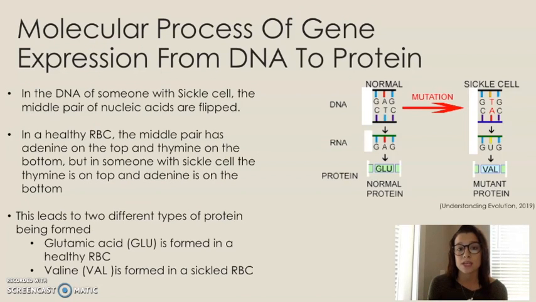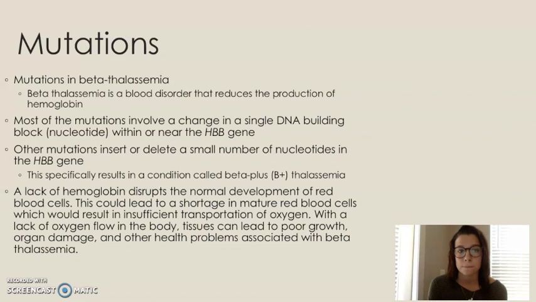So the molecular process of gene expression from DNA to protein. I briefly touched on this earlier in my presentation, but I want to go into more depth here. So in the DNA of someone with sickle cell, the middle pair of nucleic acids are flipped. In a healthy red blood cell, the middle pair has adenine on the top and thymine on the bottom, but in someone with sickle cell, they have thymine on the top and adenine on the bottom. This leads to two different proteins being formed. So glutamic acid, or GLU, is formed in a healthy red blood cell, whereas valine, or VAL, is formed in a sickled red blood cell.